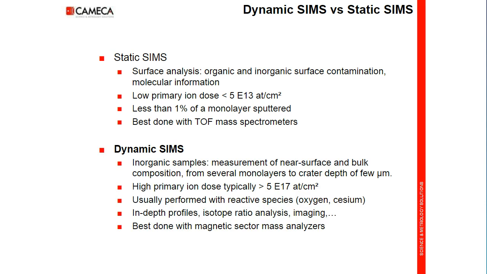Dynamic SIMS mode is based on high-dose primary ion bombardment and thus provides bulk composition and in-depth distribution of trace elements over depth ranges that can vary between few nanometers to tens of micrometers, depending on the analytical conditions. Measurements are performed using reactive species, which guarantees high sensitivity, thus low detection limits that reach the ppb level for many elements. A wide variety of analysis can be performed, depth profiles, isotope ratio analysis, ion imaging. Best performance for dynamic SIMS measurements is obtained using magnetic sector mass analyzers.